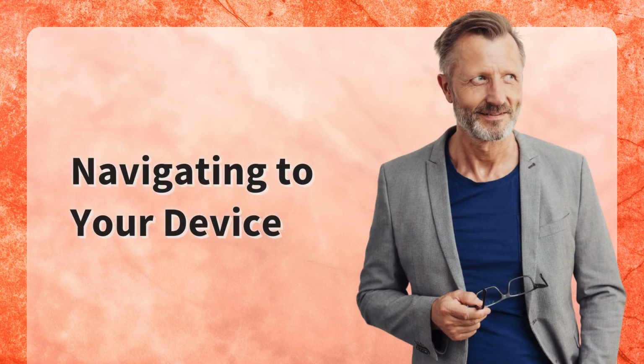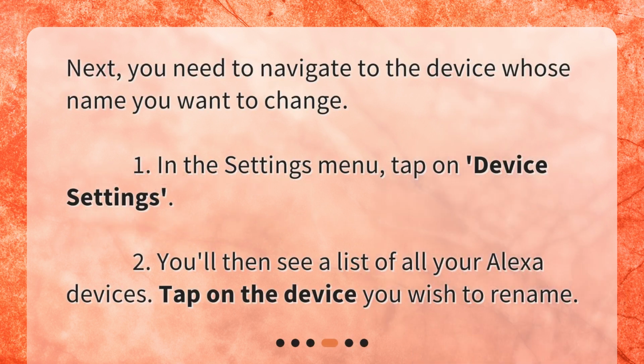Navigating to your device. Next, you need to navigate to the device whose name you want to change. 1. In the Settings menu, tap on Device Settings. 2. You'll then see a list of all your Alexa devices. Tap on the device you wish to rename.